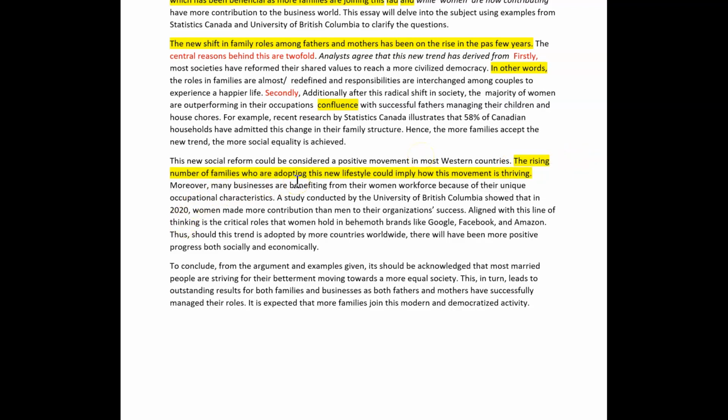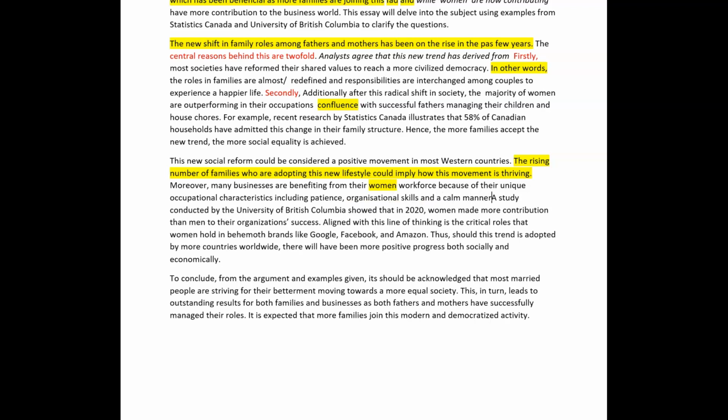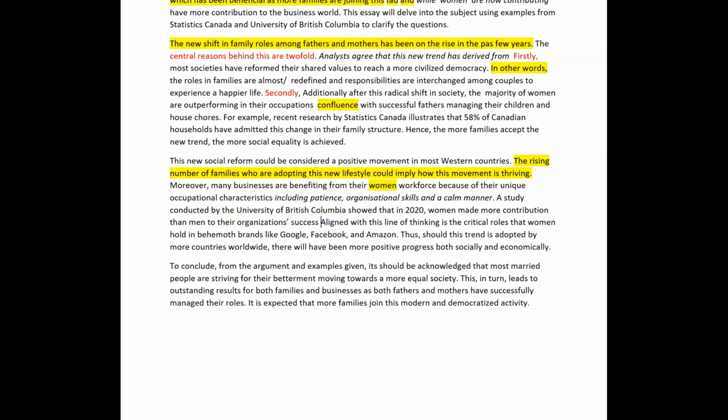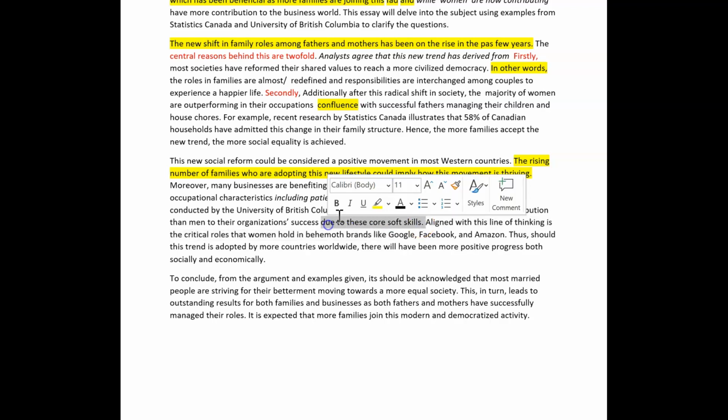Many businesses are benefiting from their female workforce because of their unique occupational characteristics, including patience, organizational skills, and a calm manner. A study conducted by, so like more here, showed that in 2020, women made more contribution than men to the organization's success due to these core soft skills. So kind of keep on with this theme.